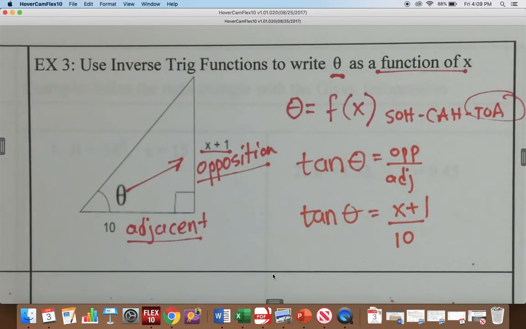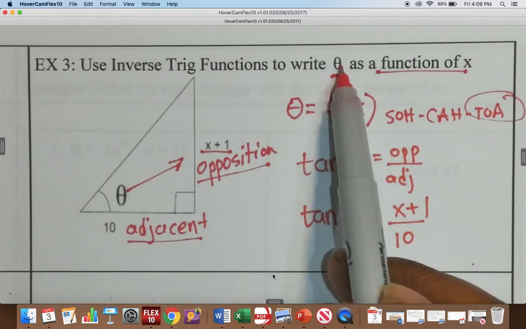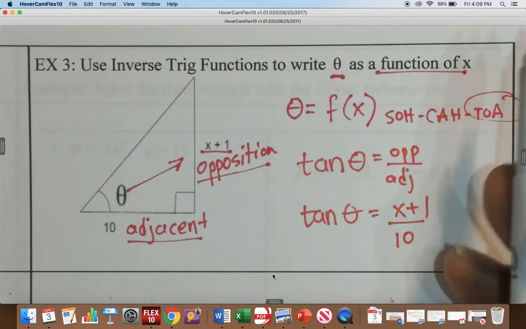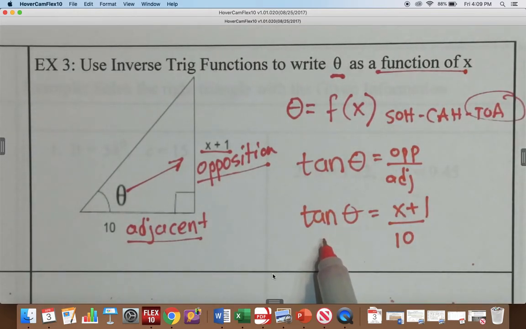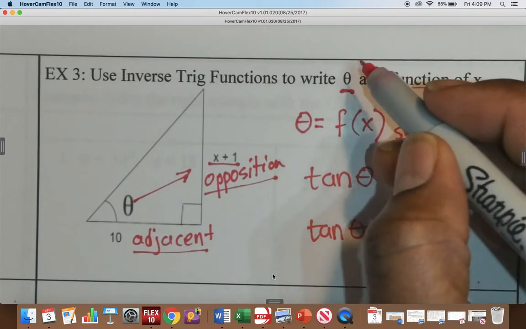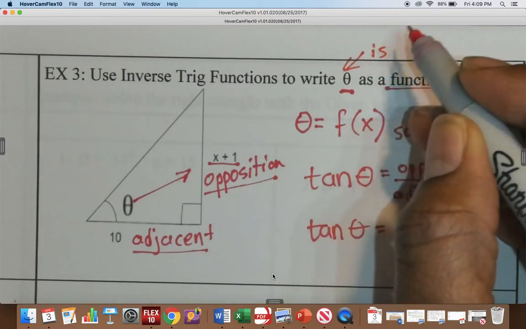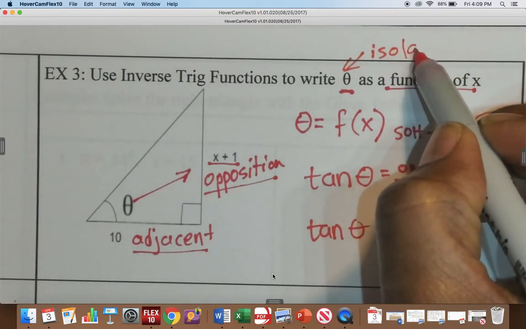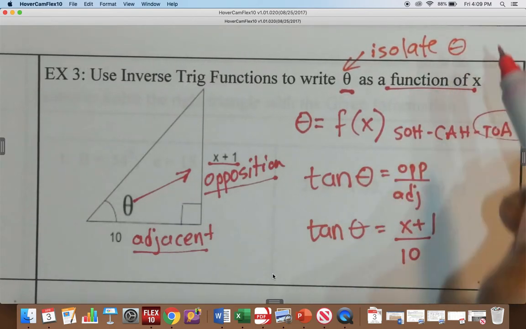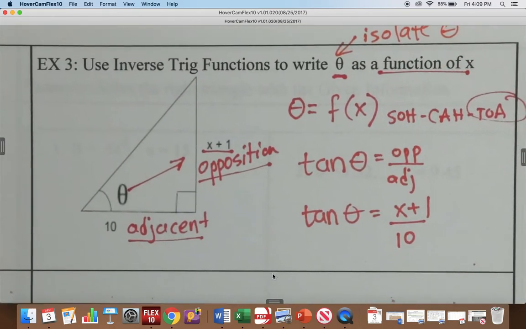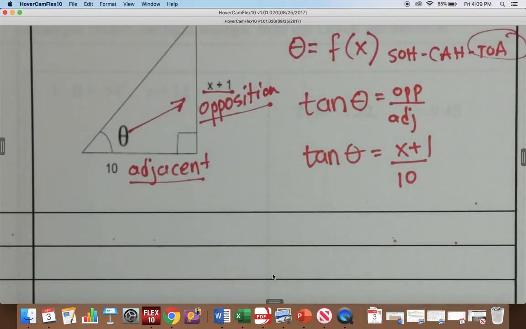This would be nice and done if I were asked to write just any old expression. But it actually says write theta as a function of x. So what that means is theta needs to be isolated. So I'm going to write here, isolate. Right? And how do I get theta by itself? It's kind of trapped in that tangent. Well, inverse functions, right? That's why we're looking at these inverse functions, so that later on when we do our applications, we can get just the angle if that's what we're looking for.